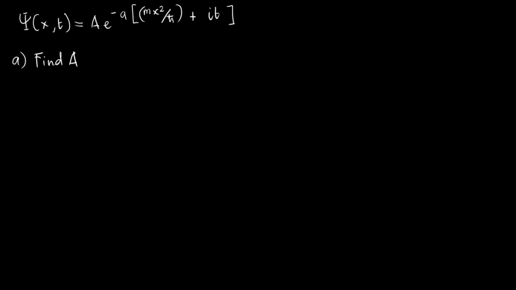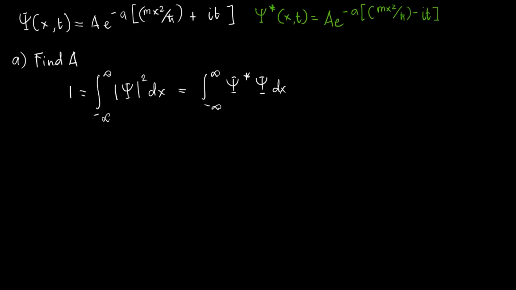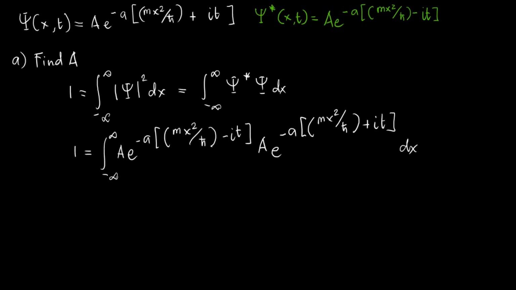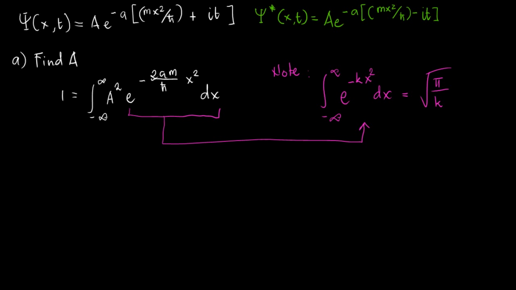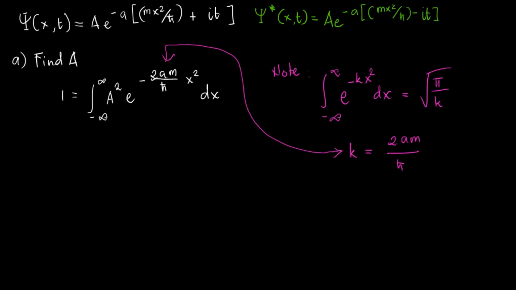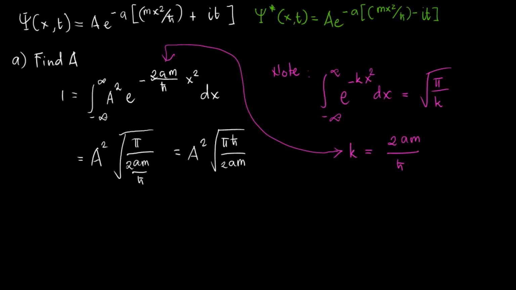For this part, we normalize the wave function to find A. This is the complex conjugate of the wave function. A is assumed to be real. Then we substitute psi and psi conjugate into the normalization equation. This is a Gaussian integral, and the equivalent is in the form, square root of the quantity pi over k, where k is equal to 2am over h bar. Then applying some algebra, we get the value of A.